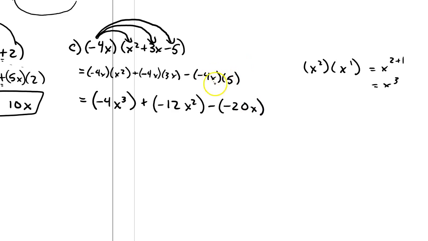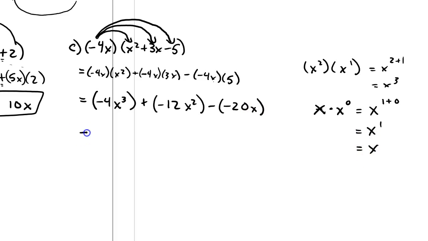So if I wanted to do this, just to show you, it would be negative 4x times x to the power of 0, because we could put an x to the power of 0, because x to the power of 0 is always just 1. So that means x to the power of 1 plus 0, which is just x to the power of 1, which is just x. Okay, so that's how we come up with x.